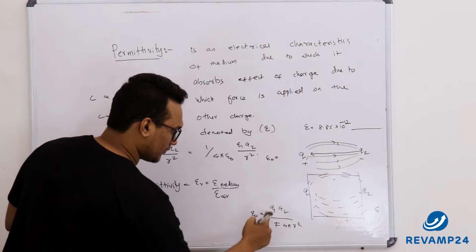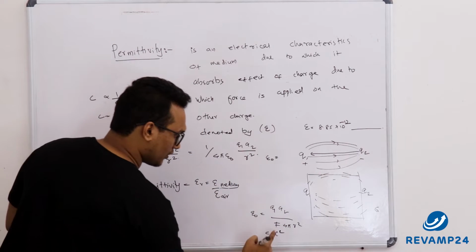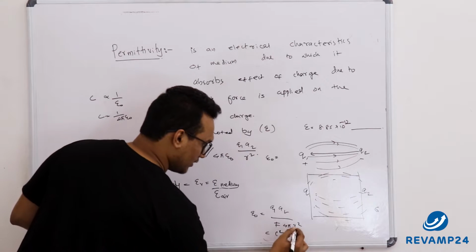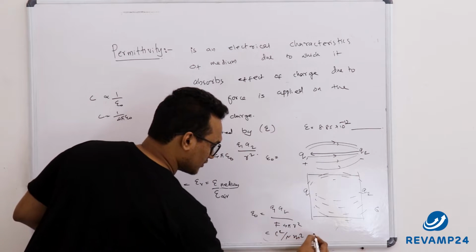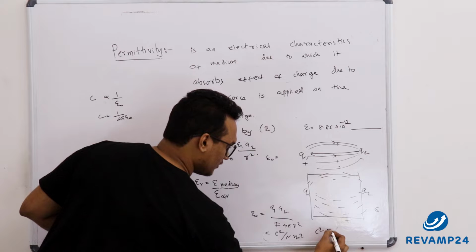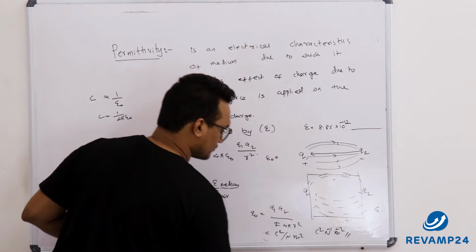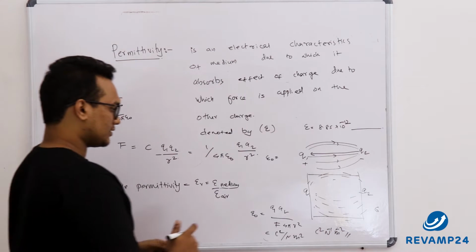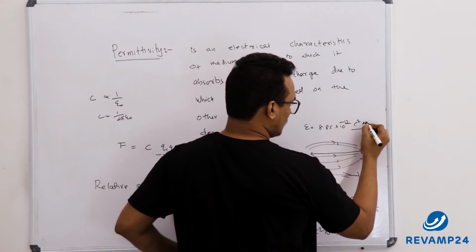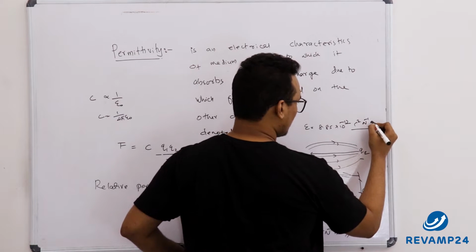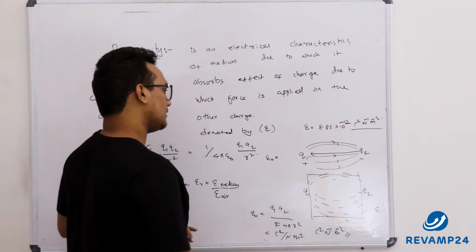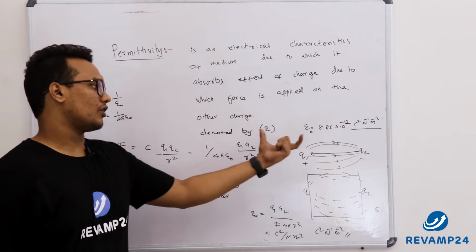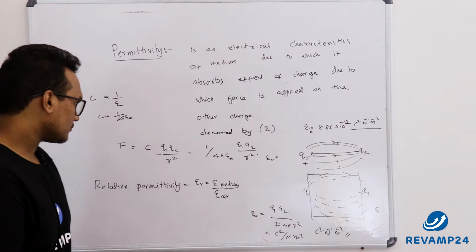So what will be the unit of Q1 Q2? C square. Unit of force is Newton. Unit of r square is meter square. So this will become C square Newton inverse meter power minus 2. So C square Newton inverse m power minus 2. This is epsilon 0, this is epsilon 0 of free space.